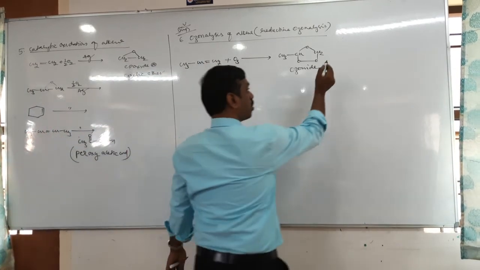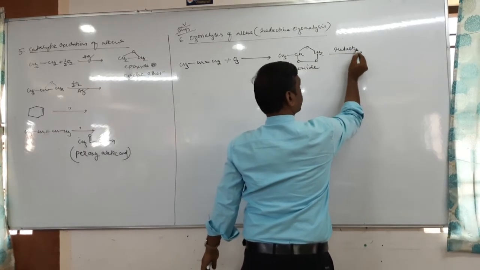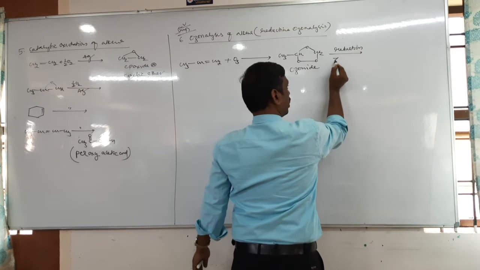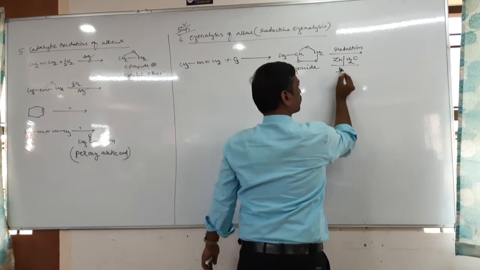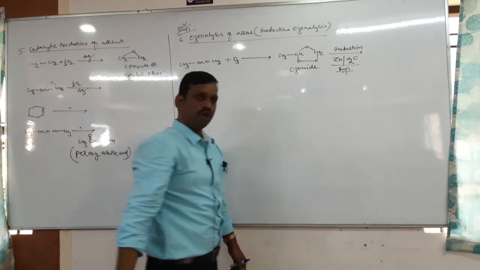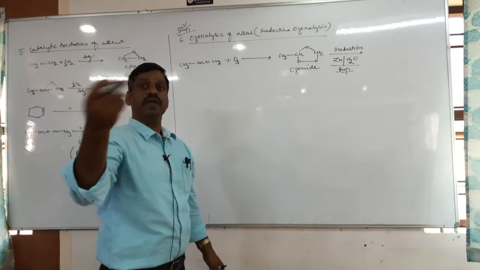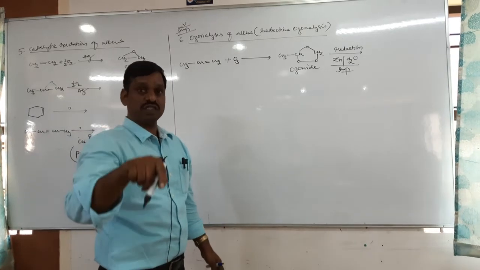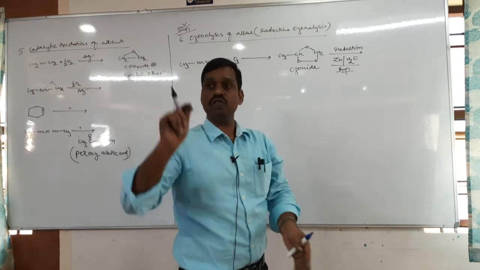This ozonide undergoes further reduction. That's why it is called reductive ozonolysis. It undergoes reduction in presence of zinc and water. So this reagent is important. Zinc water. If you take zinc H2O2, that will be different. That is called oxidative ozonolysis. We will study later. Zinc and water is called reductive ozonolysis.